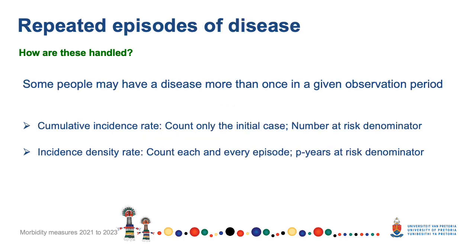Just a final point that we've alluded to already, but I need to re-emphasize it. What happens if a person gets a disease more than once during a given observation period? Well, if you're working with the cumulative incidence rate, you only count the initial case, and the number at risk is used as the denominator. So it's a number of people in the denominator. If you're doing incidence density rates, on the other hand, you count each and every episode. And the denominator now is the person years at risk rather than the number of people who were at risk at the start of the study period. This is an important, subtle distinction between the two, and it helps us to decide what to do with repeated cases.